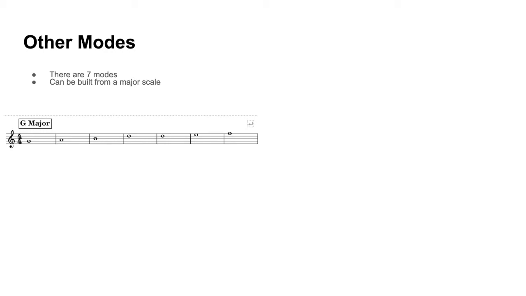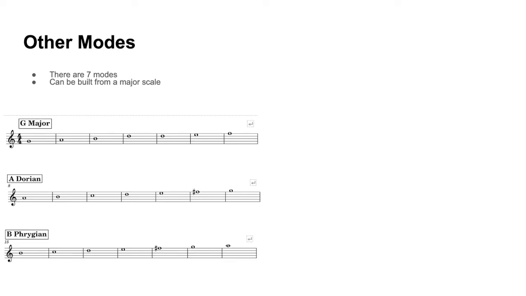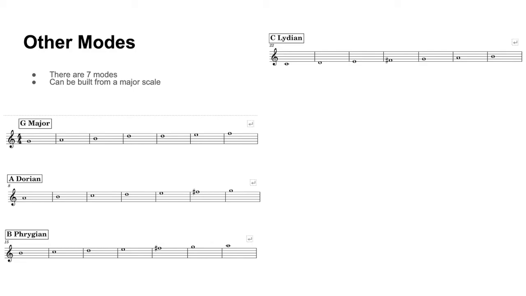There are actually 7 modes that can be used in music, and all of them can be built from a major scale. So if we were to once again just continue looking at building it from a G major scale, we'd have A Dorian as the second one. We would have a B Phrygian as the third one. Once again, a C Lydian as the 4th.